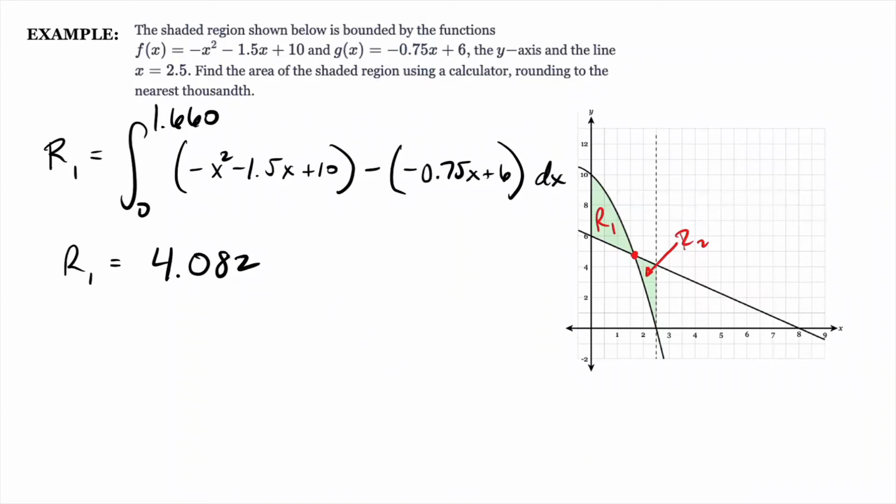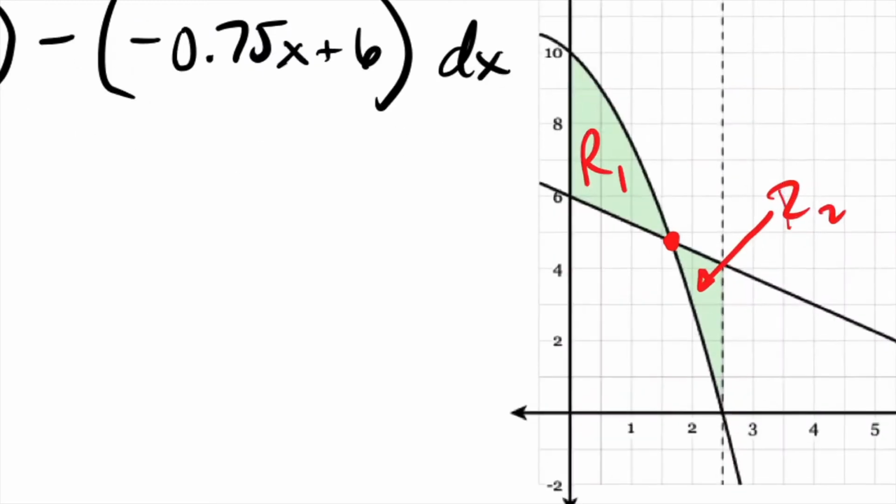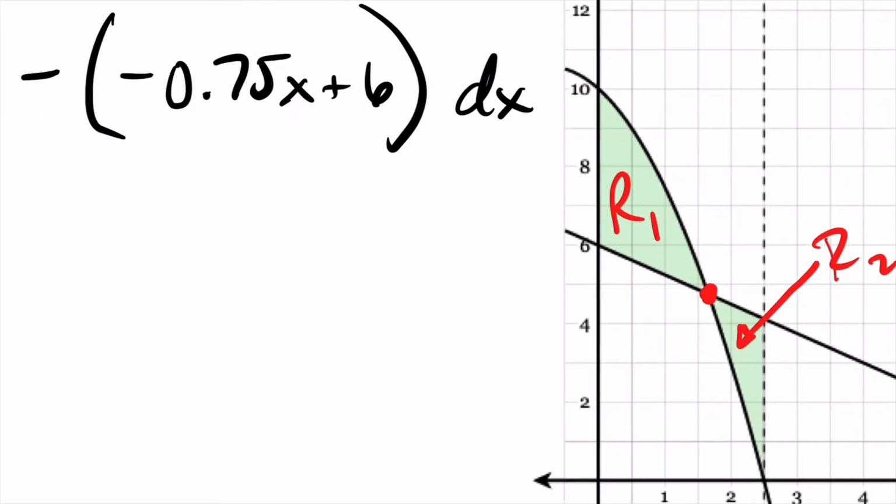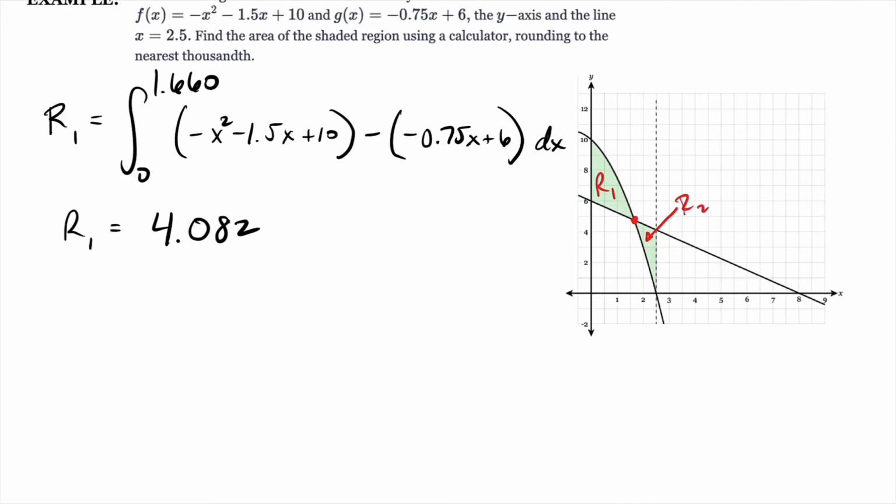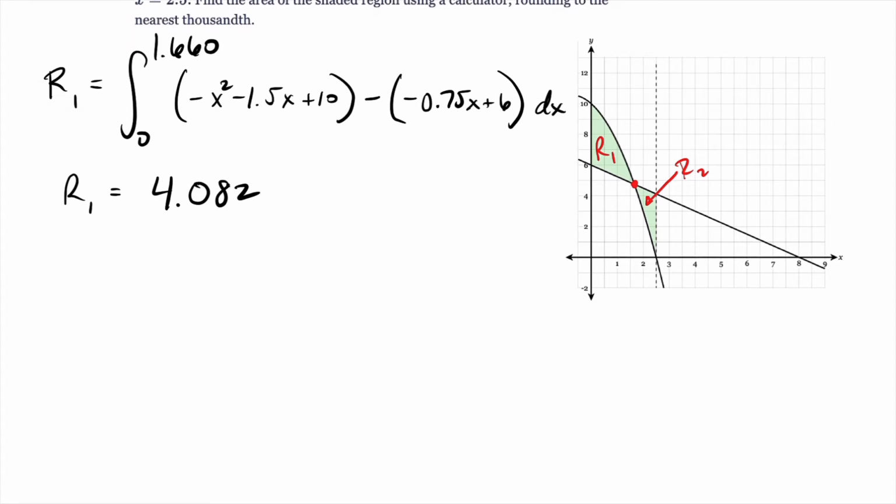So we did the first part. We did R1, section R1. We calculated that yesterday. We stopped there. We didn't finish. So we're going to go to calculate section R2, add them together, and we'll be done. Okay. So R2.